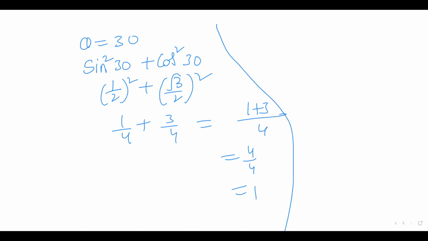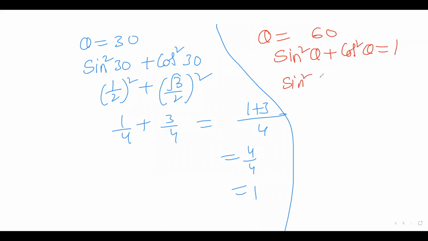Take theta is equal to 60 degrees now. Put in the identity. Identity says that sine square plus cos square is equal to 1. Theta is 60 degrees. Sine square 60 plus cos square 60. I am taking LHS. I should get RHS, that is 1. What is sine 60? Root 3 by 2 whole square. Cos 60.